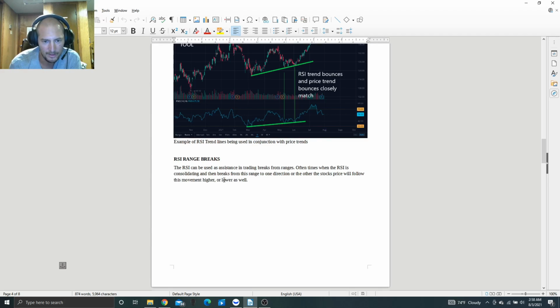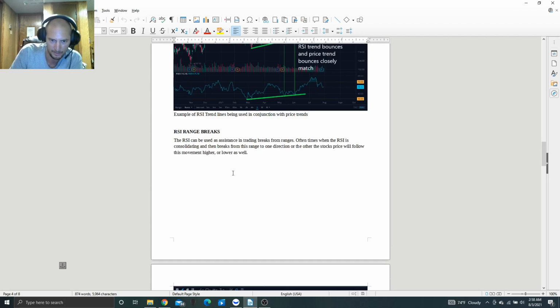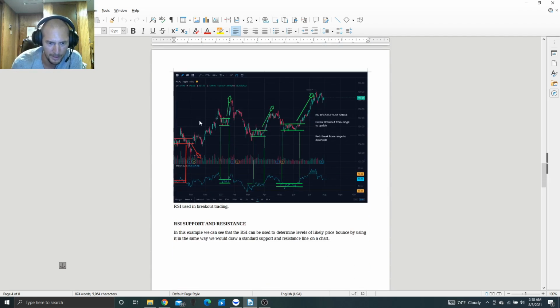The RSI can be used in trading breaks from ranges. Oftentimes when an RSI is consolidating and then breaks from this range to one direction or the other, the stock price will follow this movement higher or lower in a momentum swing. So here we can kind of see the RSI is in a nice little consolidation pattern, and then it breaks from that, and then the price quickly moves down.